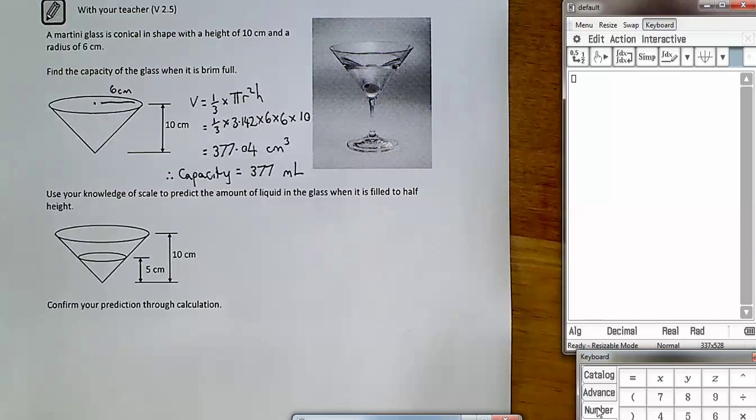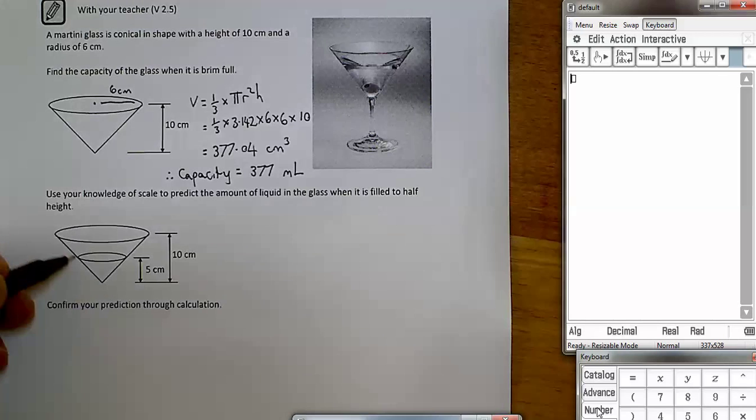Now we're asked to use our knowledge of scale to predict the amount of liquid that's in the glass if it's filled to half its height. Now you'll notice this small cone here is exactly the same shape as the large one. It's got the same angles and everything's in proportion. So it's just a scaled down model of the big cone. It's in fact half its height, so all its dimensions will be halved.